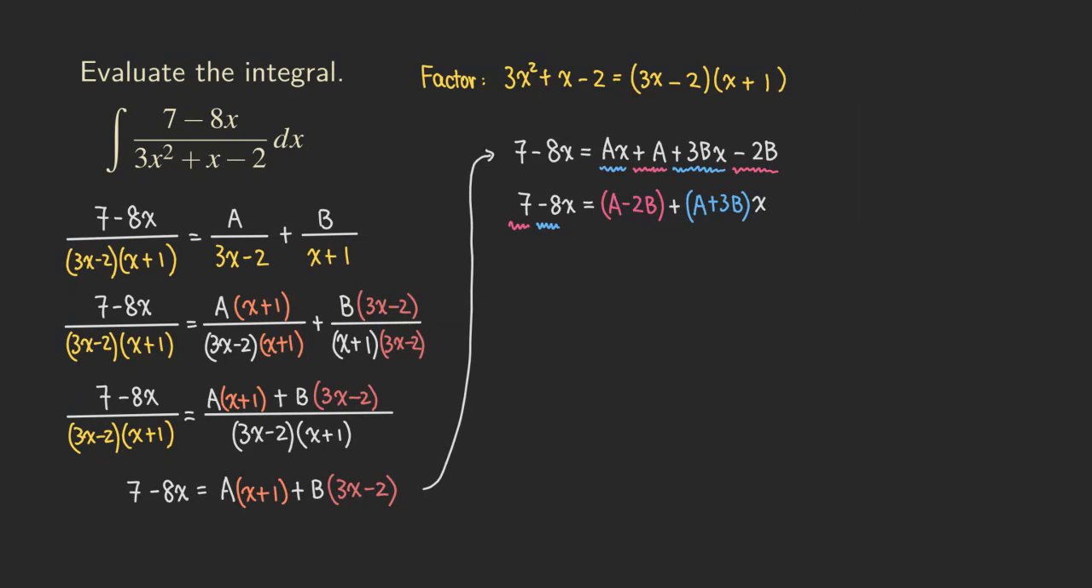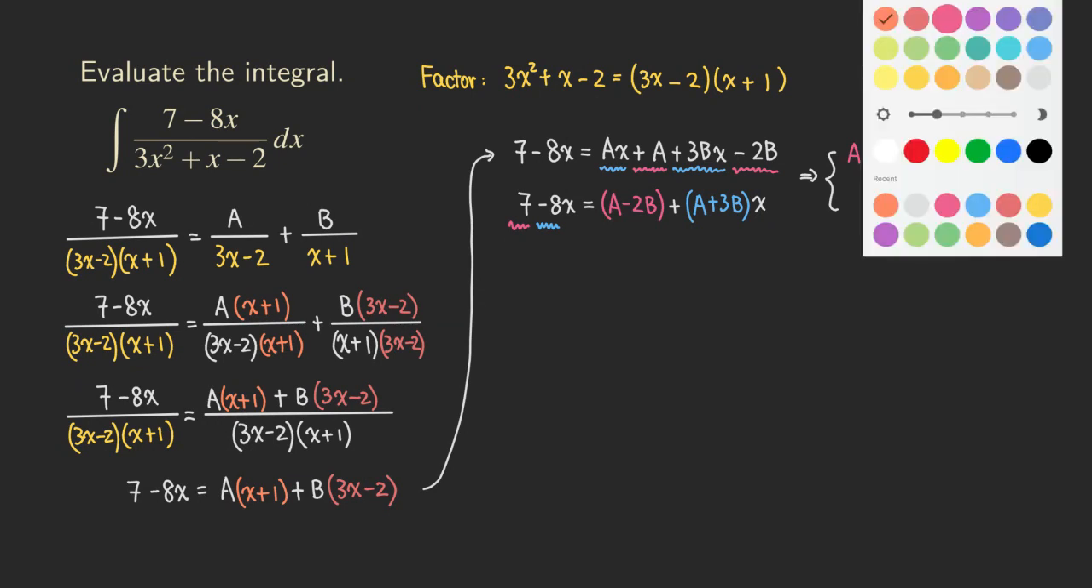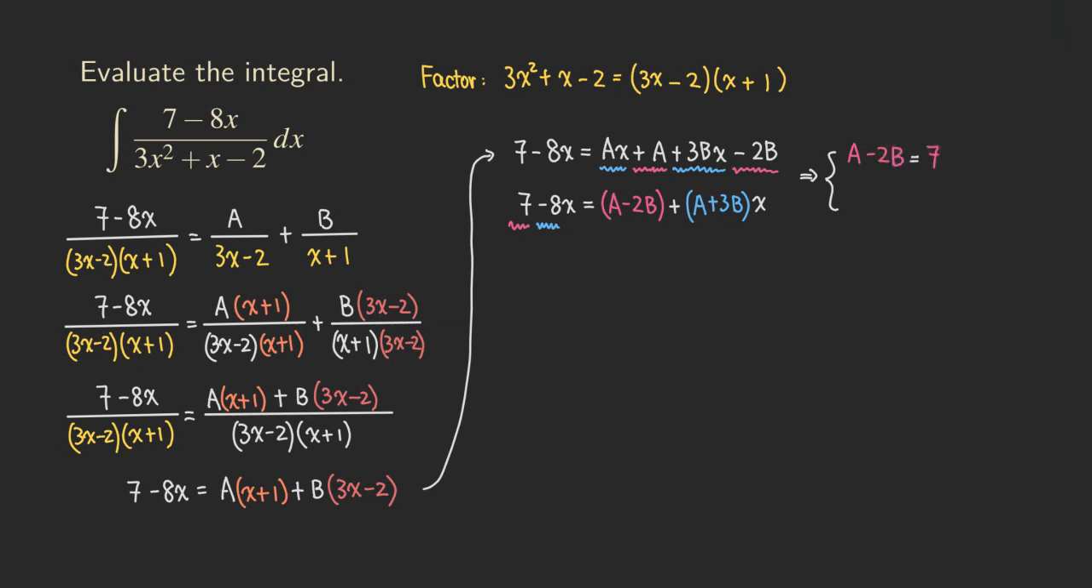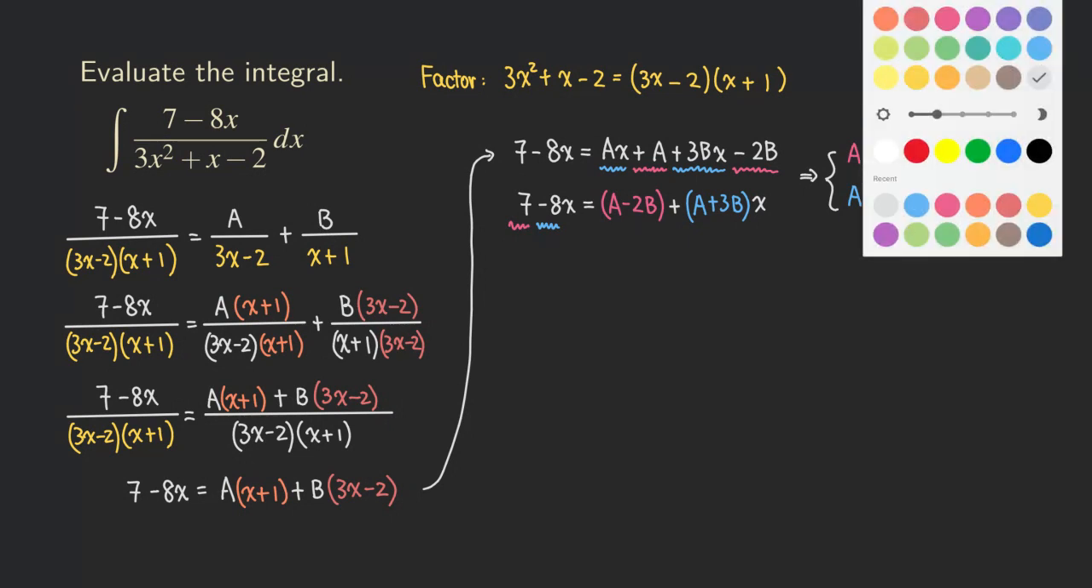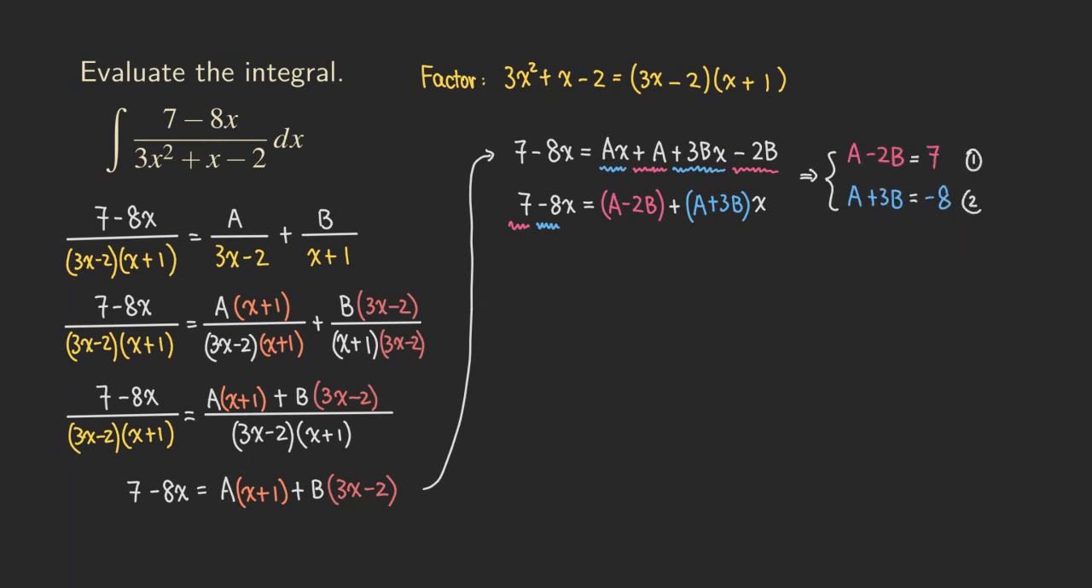We can set up a system of equations, which will now give us a minus 2b is equal to the 7. What about the other one? The other one is going to be a plus 3b equals the negative 8. So now you have those two equations. Equation 1 and equation 2, I usually would just label them this way. Okay, so what do we do right now?